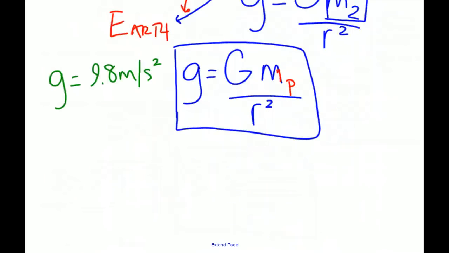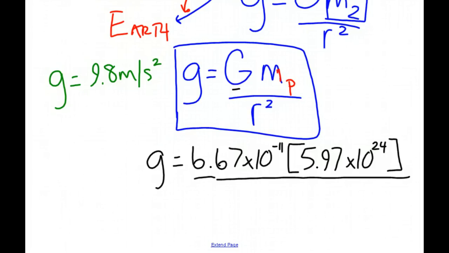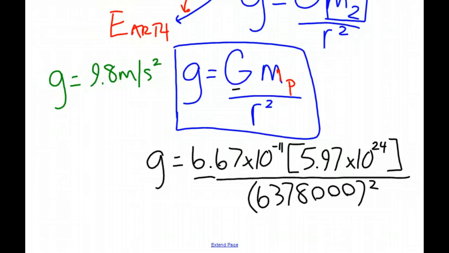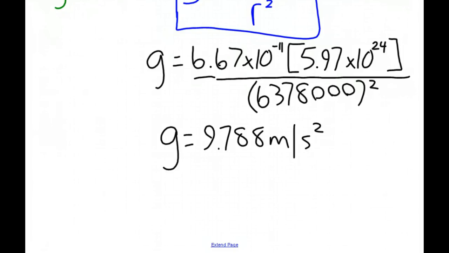Welcome back. When you did this, you should have plugged in 6.67 times 10 to the negative 11th as our big G. The mass of the Earth is 5.97 times 10 to the 24th kilograms, and we are dividing by the distance to the center of the Earth, which is the radius of the Earth, 6,378,000 meters, and we are squaring that. And when you do that, you get that g is equal to 9.788 meters per second squared.